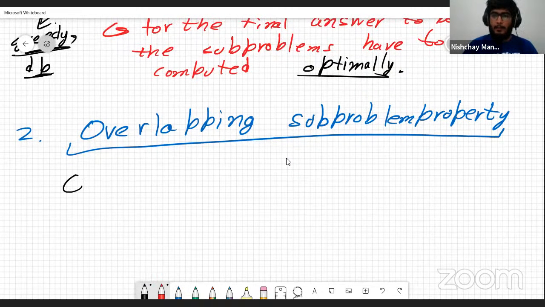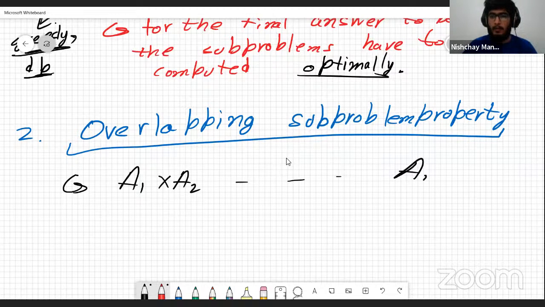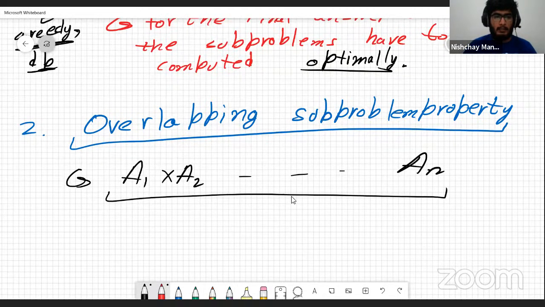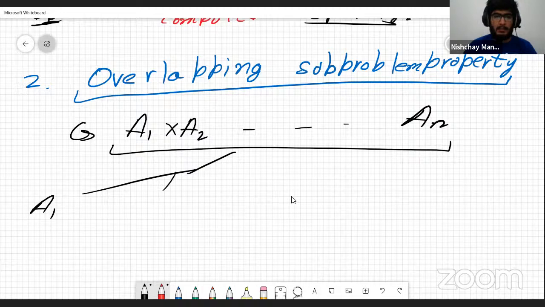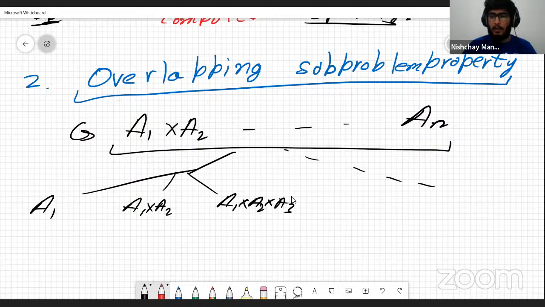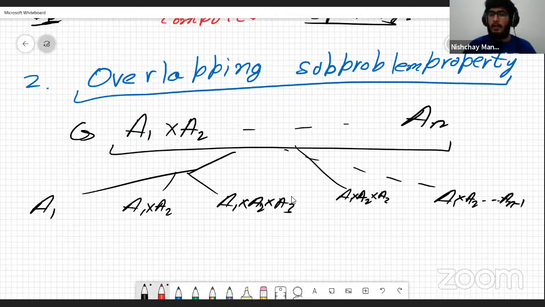So what the overlapping subproblem property means is that two subproblems can overlap while we are trying to find the optimal answer, right? In our problem of trying to find the minimum number of steps in that matrix multiplication, here we have A1 into A2 up until AN. To calculate the optimal answer for this, we have to calculate the optimal answer for just A1, for A1 into A2 as well, for A1 into A2 into A3, and similarly up until A1 into A2 up until AN minus 1, right? We have to calculate all of these subproblems. Basically, we have to recursively do the solution for these problems as well, right?